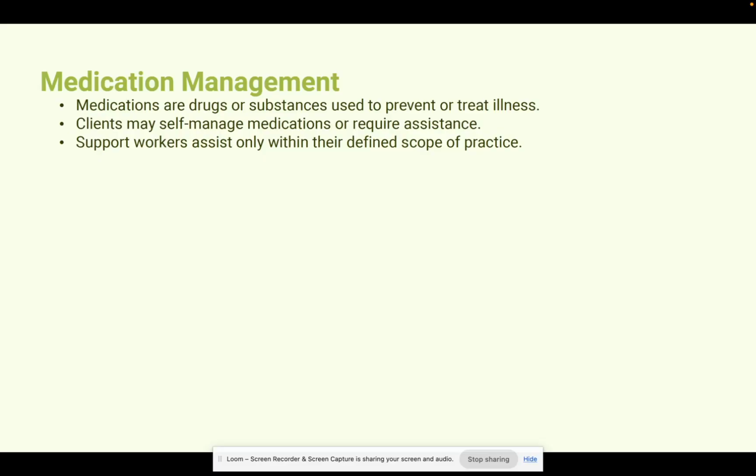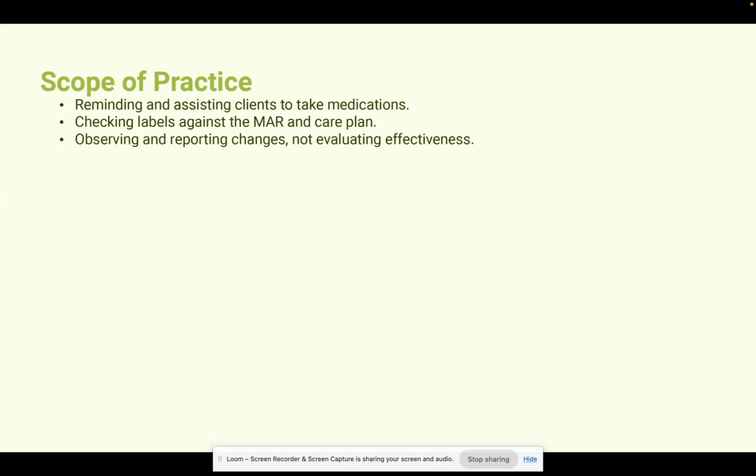Support workers assist only within their defined scope of practice. You're not allowed to give IV medication, injections, etc., or anything that you need to insert into the client's body. Usually, management happens only in a community-based setting, wherein the medications are already packed in a blister pack with the time on it, and you will just hand it over to the client and remind them that it's time to take their medication. So the scope of practice is reminding and assisting clients to take medications.